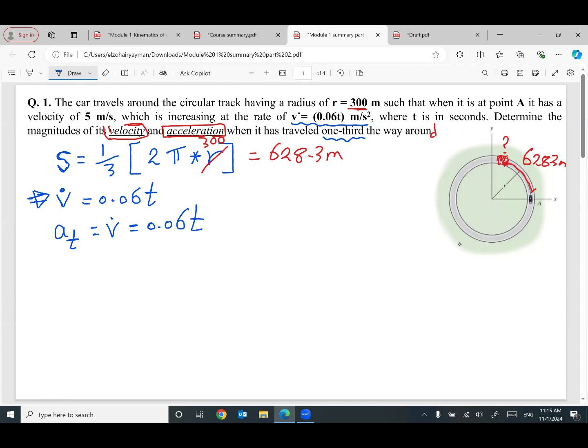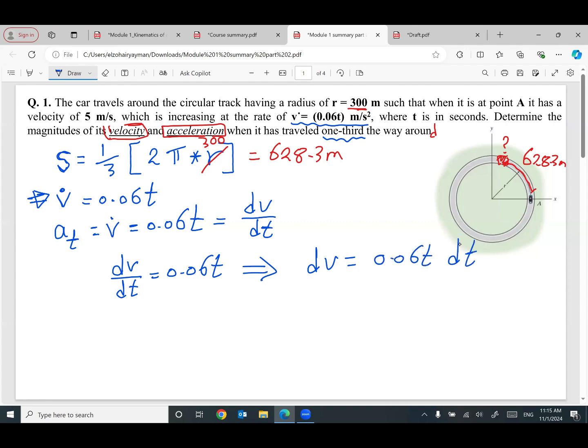Does that make sense? And also keep in your mind, v dot means dv by dt. So I can say dv by dt equals 0.06 t. This expression can be written like this: dv equals 0.06 t dt. This is math. If you do integration for the left-hand side and the right-hand side, this one will start at the beginning from 5 to the final velocity v, I don't know. From the beginning at time equals 0 to the final time, I don't know.